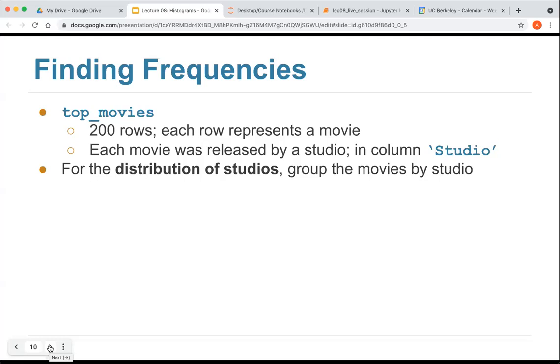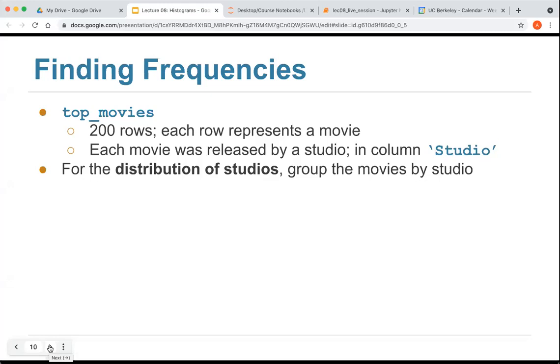What method comes to mind? Some you could sum, but where is a very good idea. Thank you very much. Where, yes, if you do top movies.where, there, Bennett has the entire line of code typed into chat. Thank you very much. Yes, you would do where, you would first restrict the table to only the movies released by MGM, and then you would count the number of rows. Terrific. So a combination of where and num rows is what you do.